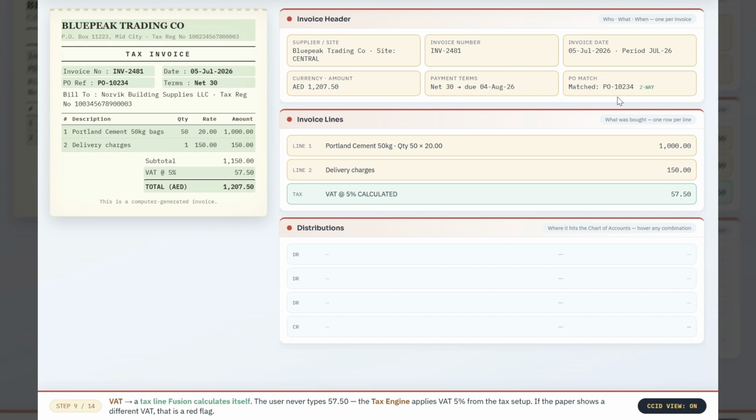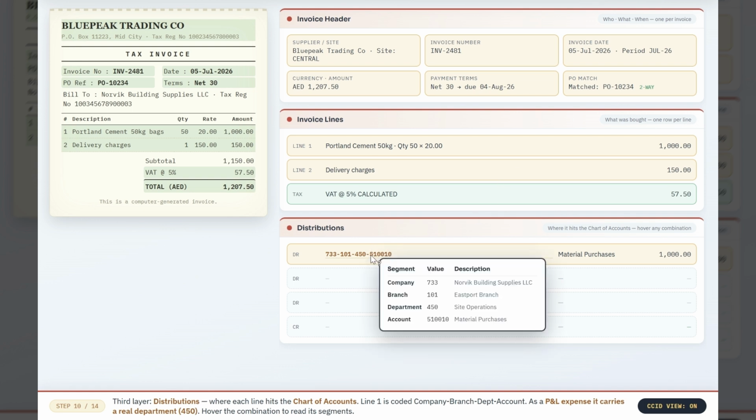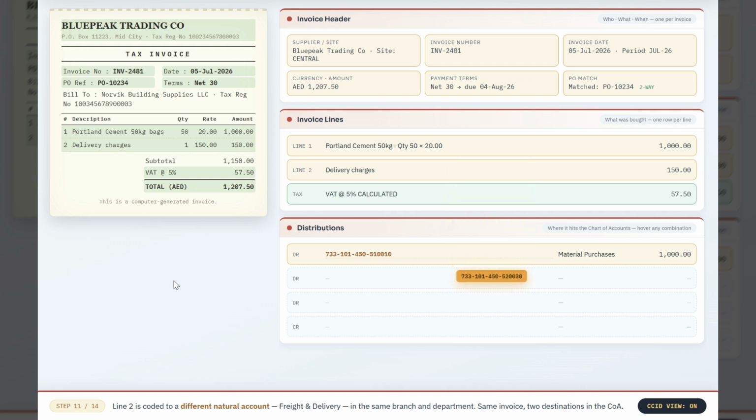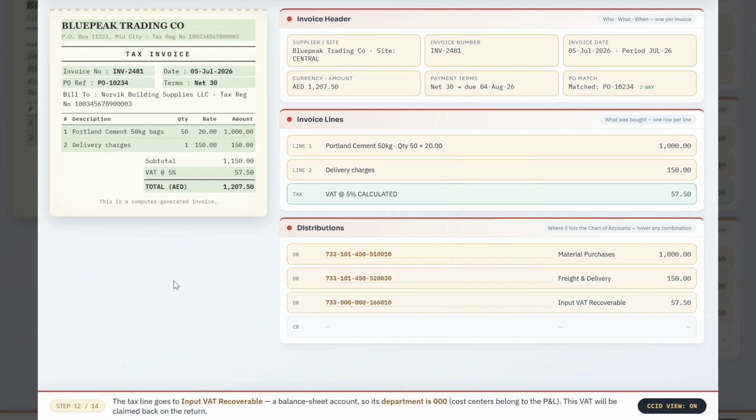Third layer, distributions. This is where each line hits the chart of accounts: company, branch, department, account. Material goes to one account, freight to another, VAT to a balance sheet account. And now what's the best part? The credit side appears by itself. Trade payables 1207.5. Nobody types it. Subledger accounting creates the liability automatically so the entry always balances. Done. One header, three lines, four distributions, debit equals credit.